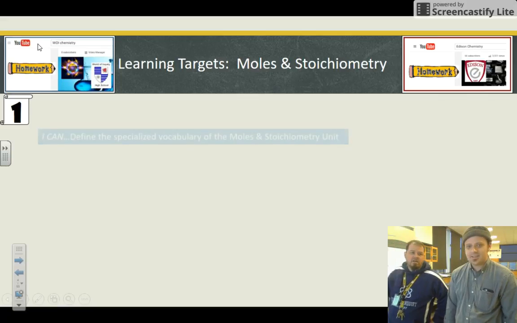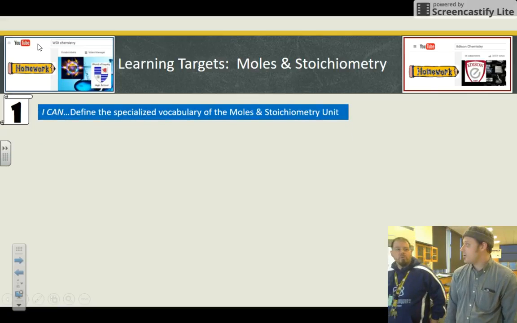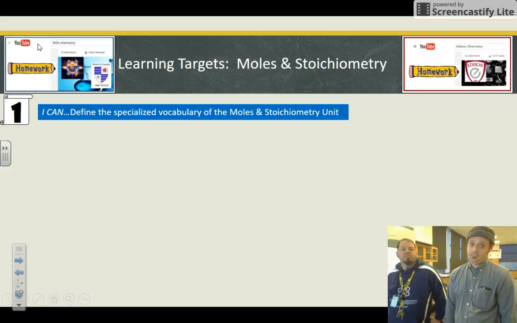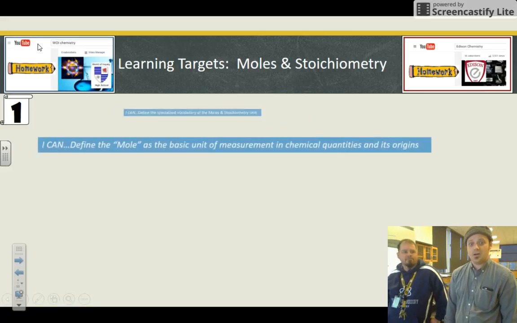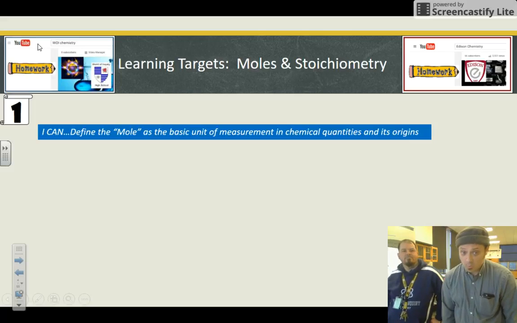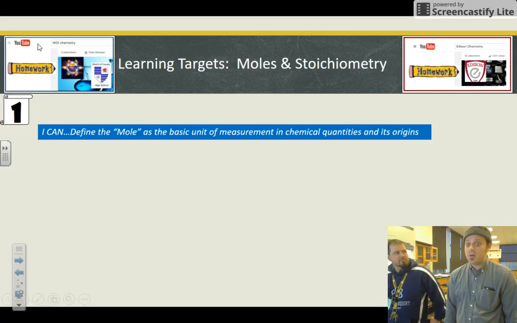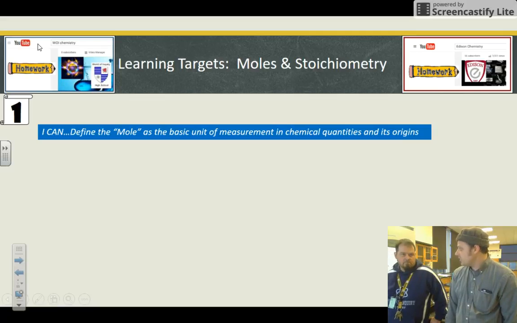By the end of the unit, you will be able to define a specialized unit vocabulary specific to moles and stoich. Like always, you'll be able to define the term mole as well as the basic unit of measurement used in chemical quantities and its origins. A little history.